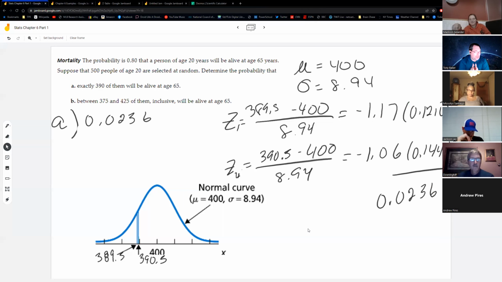So whenever you're looking for a specific value, you want to just go a half on either side of it. And it's the exact same thing that I'm going to do with the 375 and the 425. Because they want those inclusively, we want those exact values too. We're just going to go a half on either side of them, so we include those values in them.